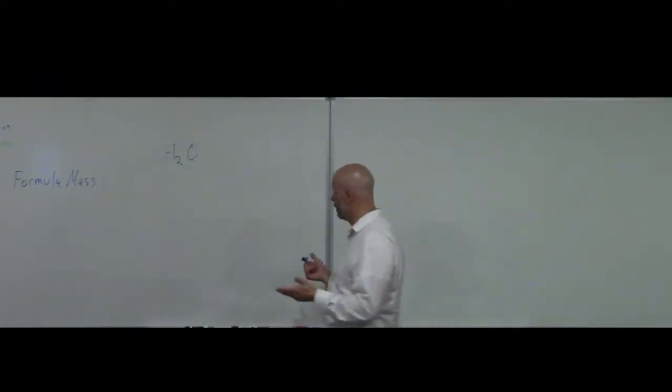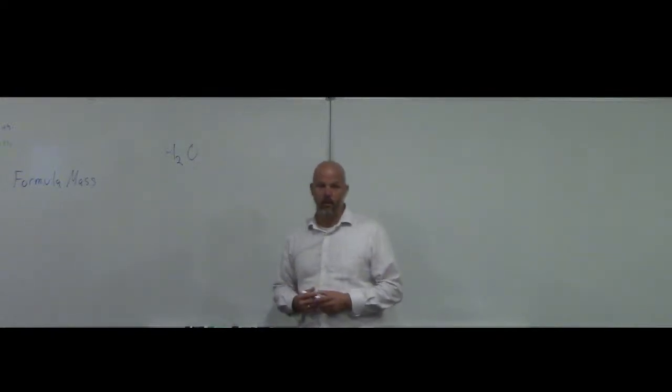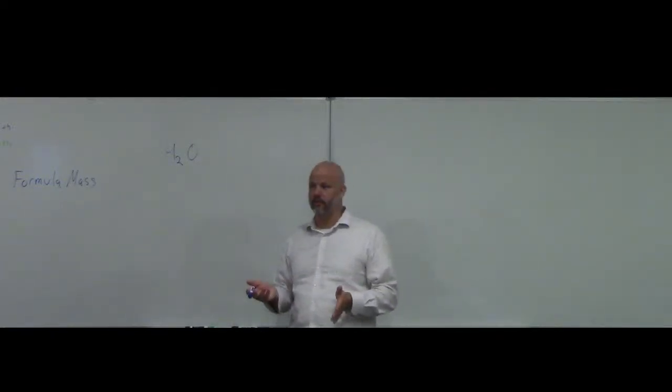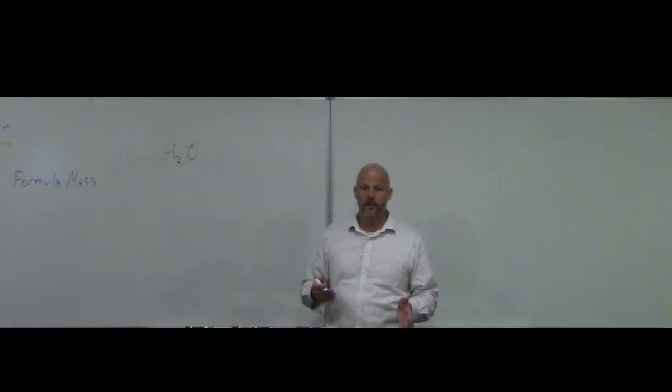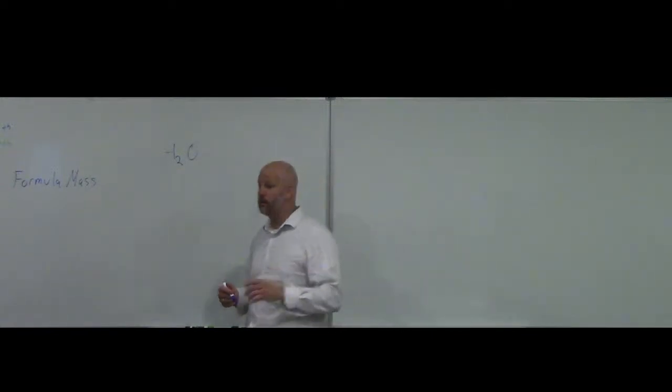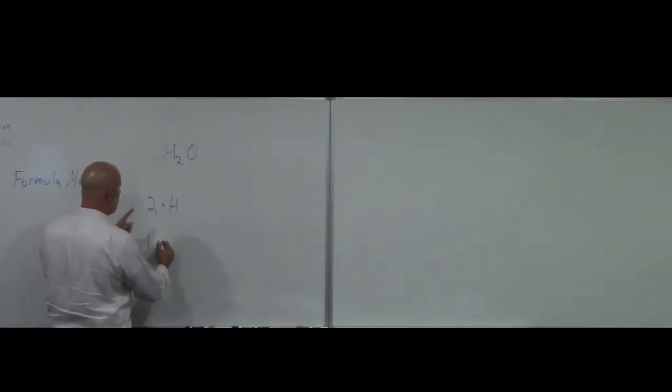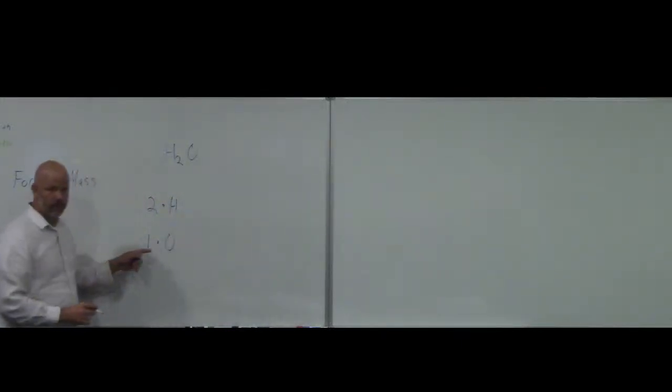So this is water. Right? What's water composed of? Hydrogen and oxygen. How many hydrogens? Two. So when I go to find its formula mass, I need 2 times hydrogen, right? I need 2 of whatever that mass is, and I need 1 times whatever the oxygen is, right?